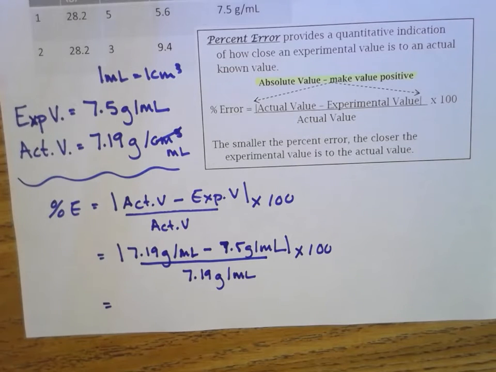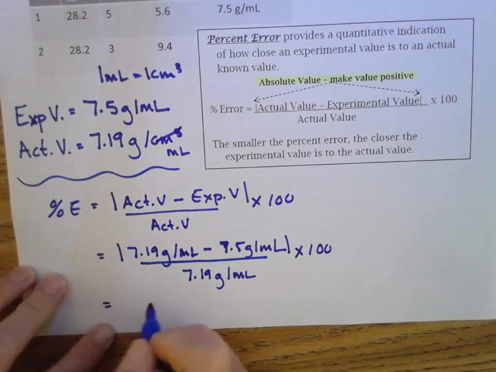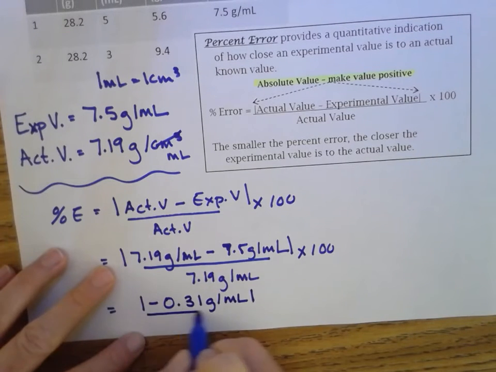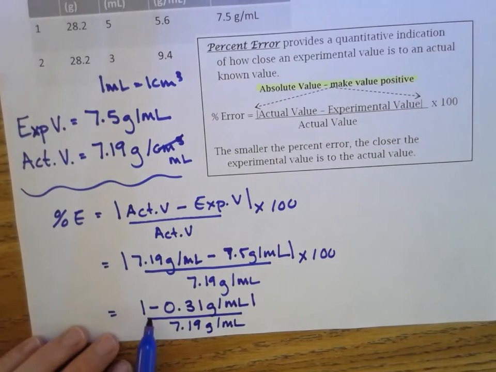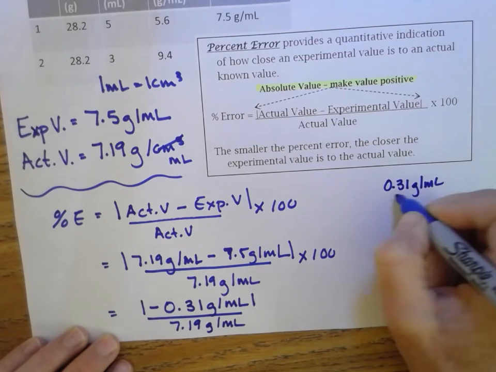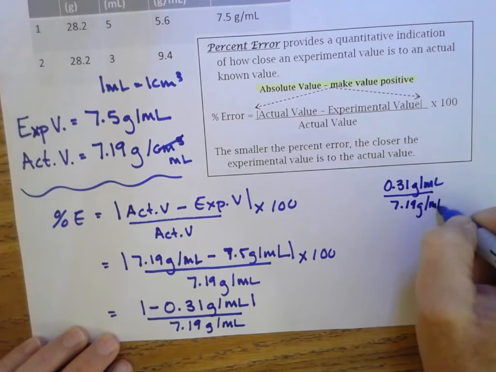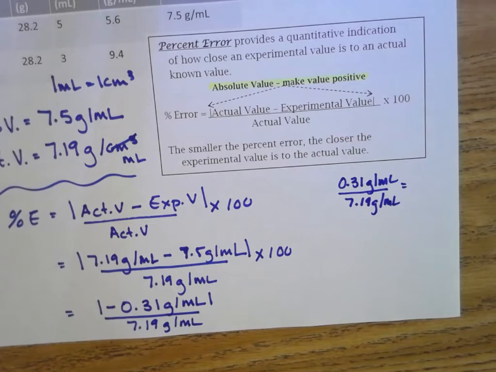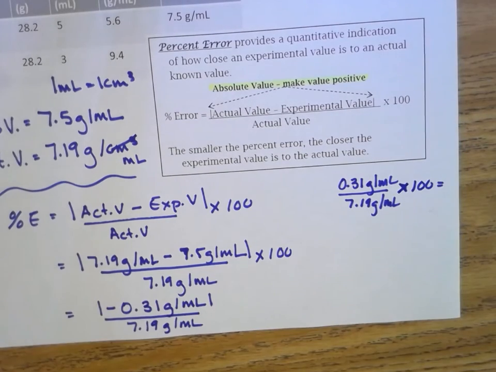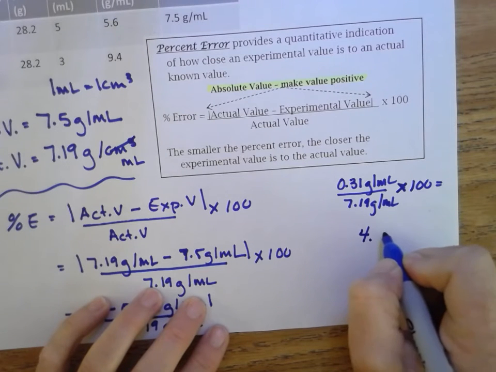I'm going to take my calculator and do the subtraction first. 7.19 minus 7.5. I get negative 0.31 grams per milliliter. I'm keeping my absolute value signs. Divided by 7.19 grams per milliliter. As I talked about earlier, this is an absolute value, so I'm going to drop the negative sign. I'm going to divide 0.31 by 7.19. Oops, that should be a times. I'm going to multiply it by 100. And I get 4.3% error.